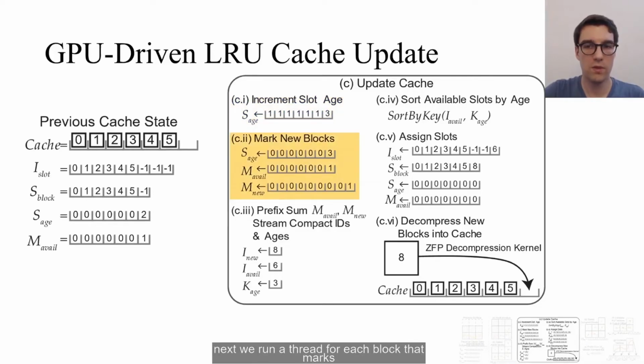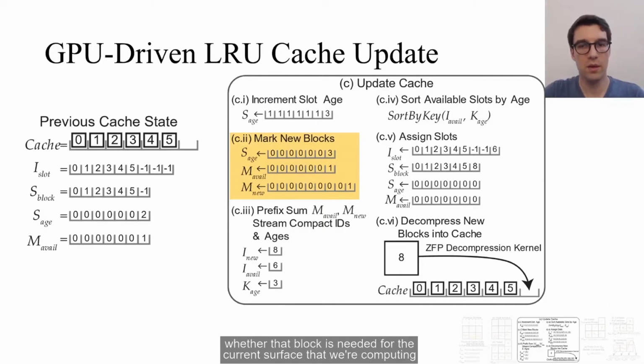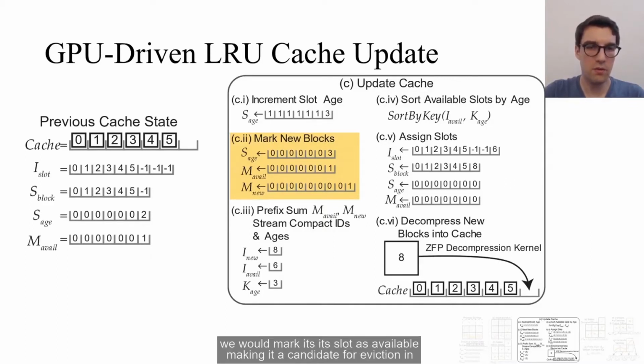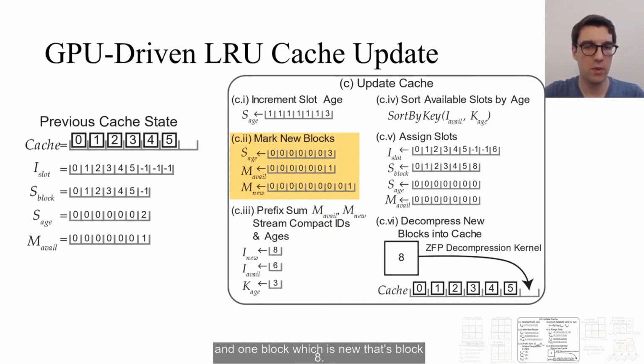Next we run a thread for each block that marks whether that block is needed for the current surface that we're computing and it's in the cache, or whether that block is needed for the surface and is not in the cache, so we mark it as new. Or if the slot has a block in it, but that block is not required for the current surface, we would mark its slot as available, making it a candidate for eviction. In this case, we don't have any blocks that are going to be evicted. We just have one slot that was already unoccupied and one block which is new.